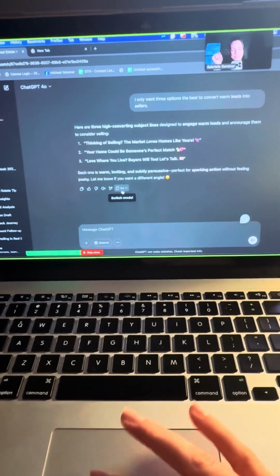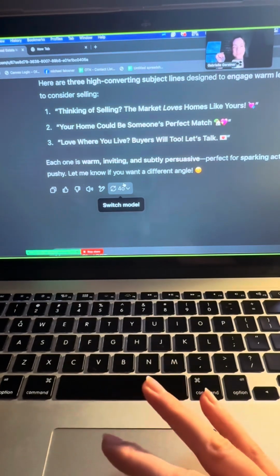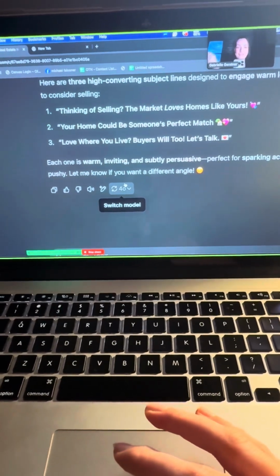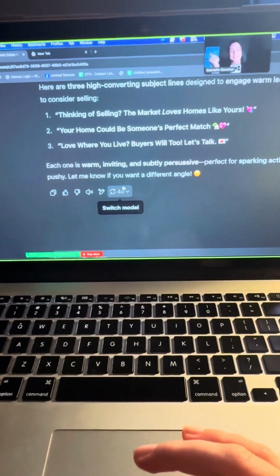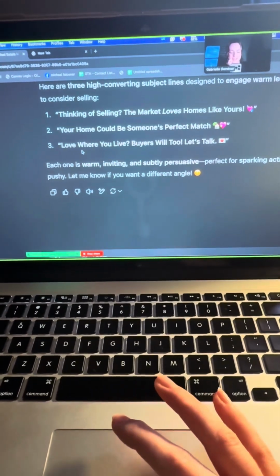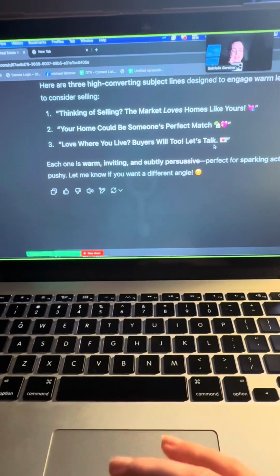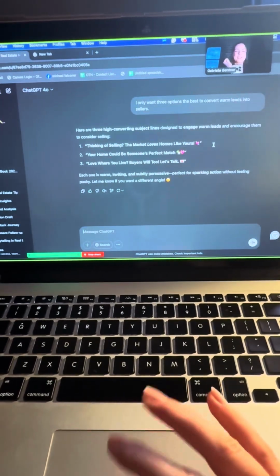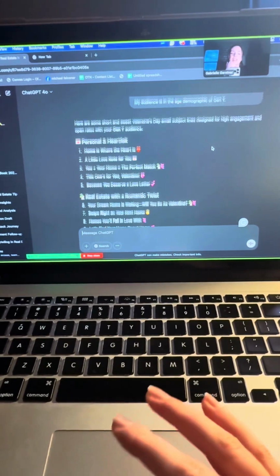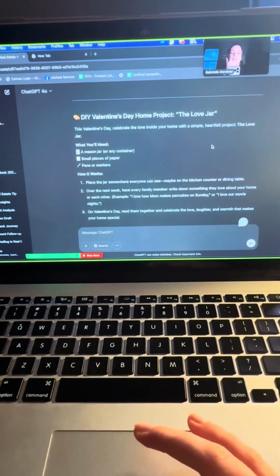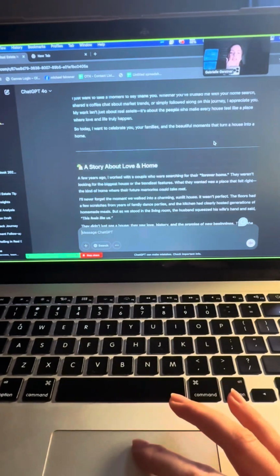Oh, number 3 is it for me. Number 3 is it. You know, this is the shopping experience, my favorite part. Just get a list and then you just choose what you like. Love where you live. Buyers will too. Let's talk. So cute. Okay. And then we're just going to dive in, and I'm just going to show you quickly what the vibe is inside the newsletter. It's very different than the other one.